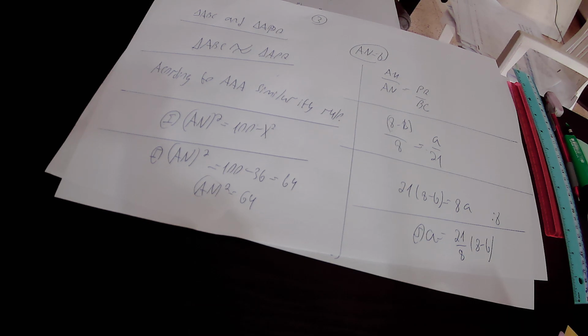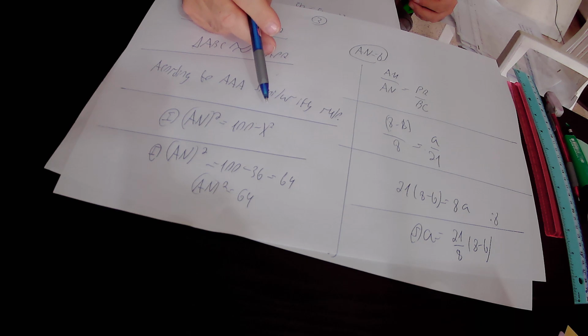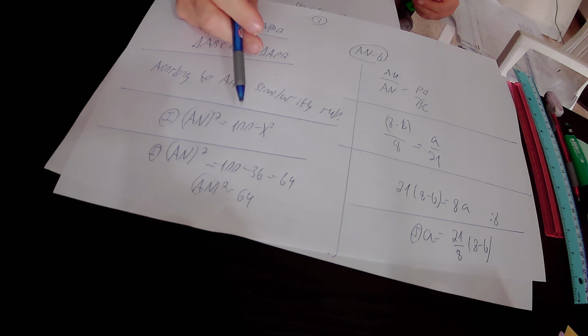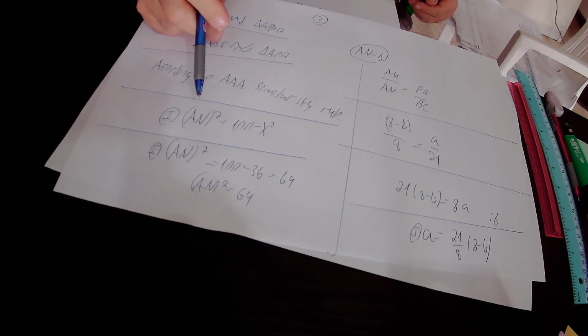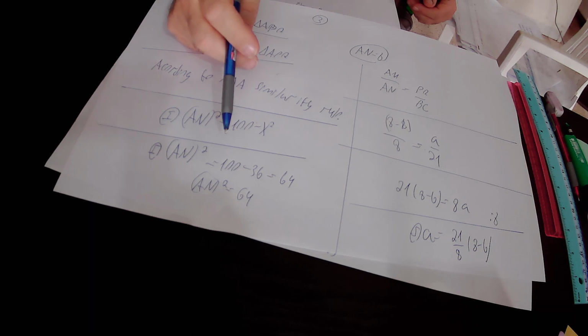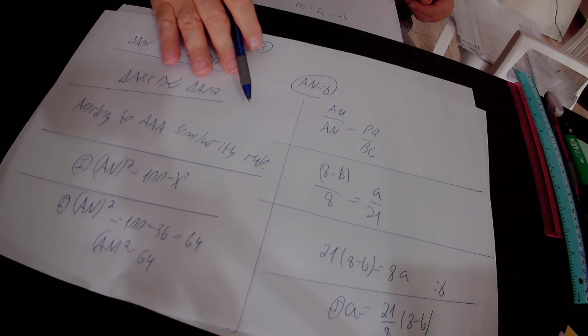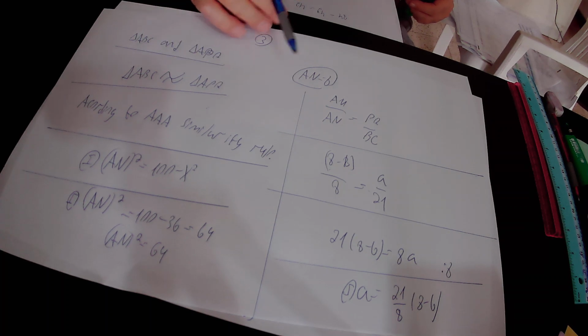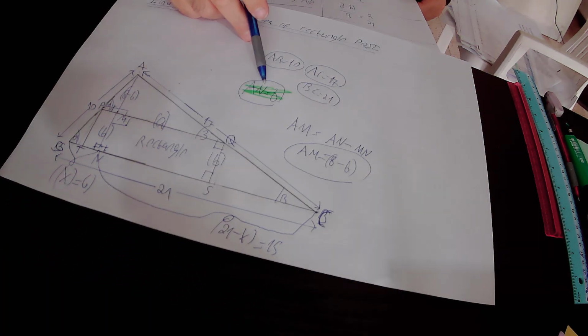But before we can conclude something from the fact that those two triangles are similar to each other, we have to find out the value of AN according to equation 1. AN squared equals 100 minus x squared. And we already found out that x equals 6. Therefore, AN squared equals 100 minus 6 squared, that is 36. So in total, AN squared equals 100 minus 36, that is 64. We take the square root of this equation, and we find that AN equals the square root of 64, that is 8. So here, AN equals 8 units in length.